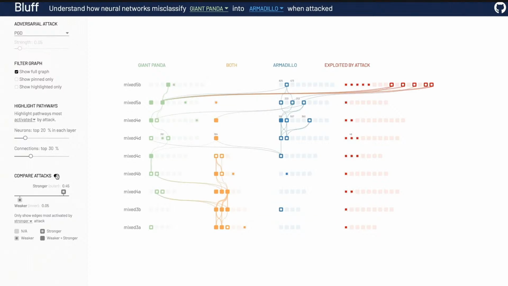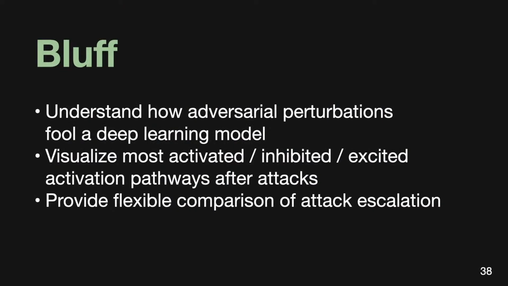can compare how attacks of different strengths have different activation pathways. In summary, we developed BLUF, an interactive system to understand how adversarial perturbations flow through the learning model. BLUF visualizes most activated, inhibited, and excited activation pathways after the attacks, and provides flexible comparison of attack escalation.